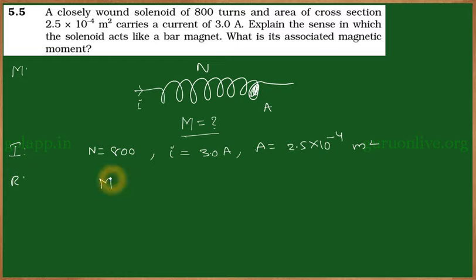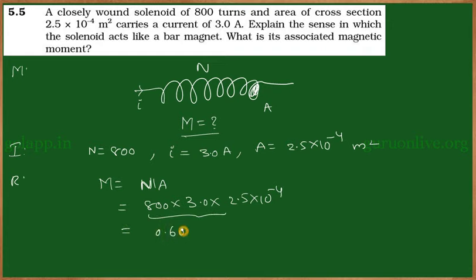The magnetic moment of the solenoid M is equal to NIA. This is the direct formula given in the textbook. That is equal to 800 × 3.0 × 2.5 × 10^-4, which, if we simplify this value, you will get 0.60 joule per tesla. This is the magnetic moment of the solenoid.